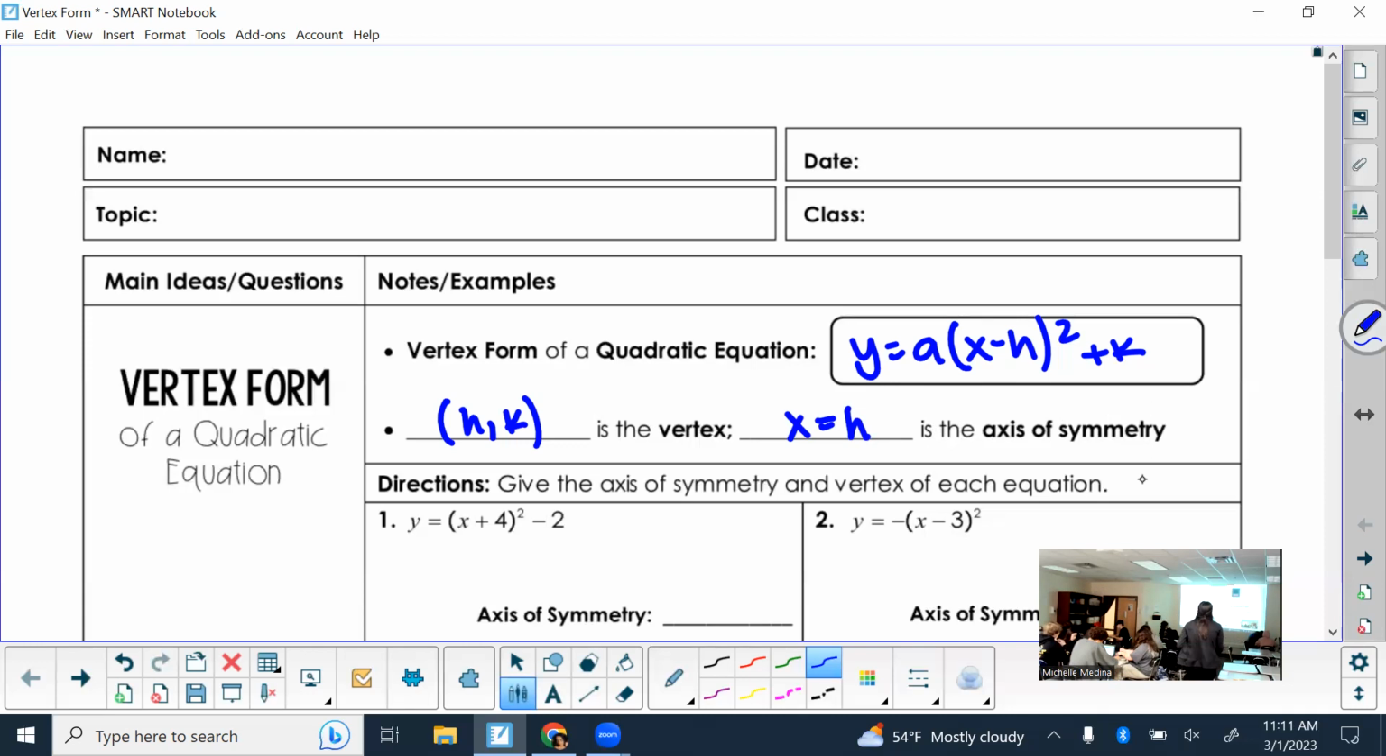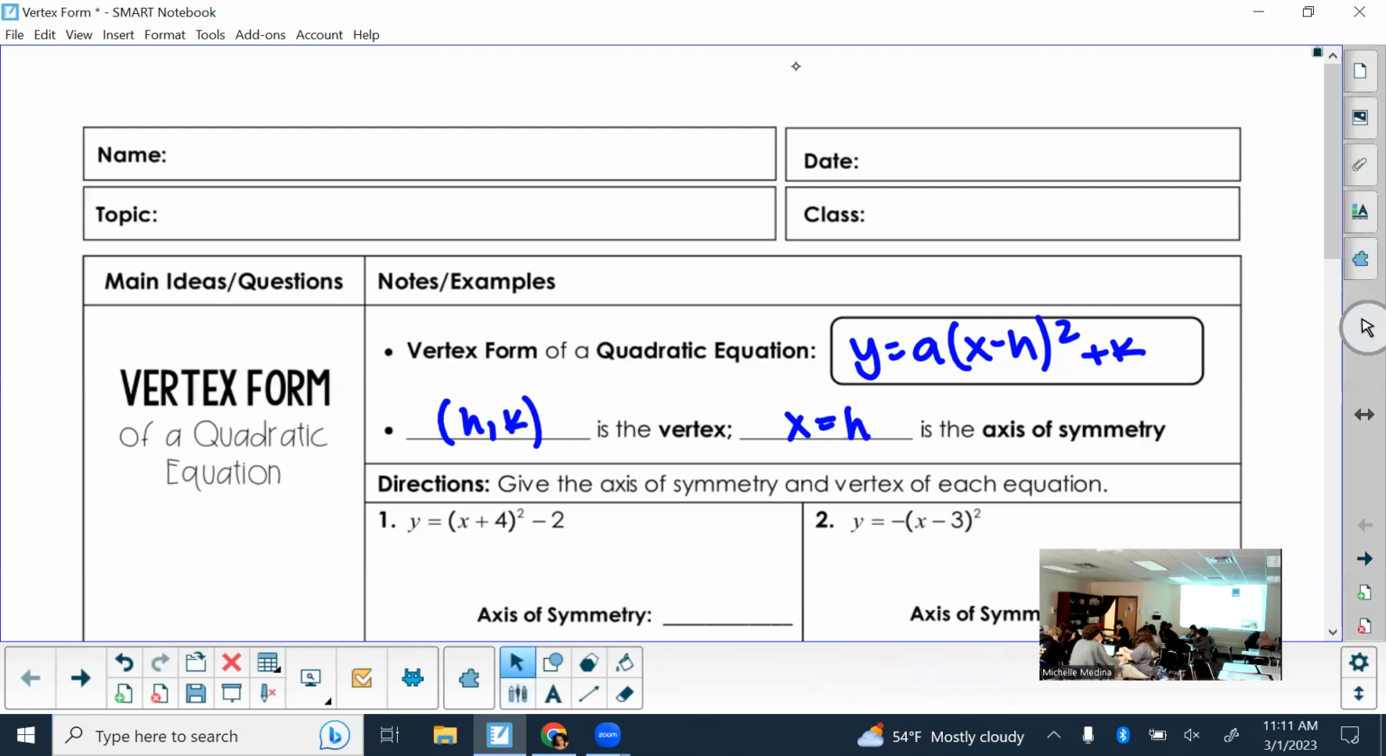So in standard form, you have to make a table, graph it, and then find those things. In factored form, you have to convert it to standard form and then find those things after you graph it. This way you could see it just from the equation. So it's kind of nice.